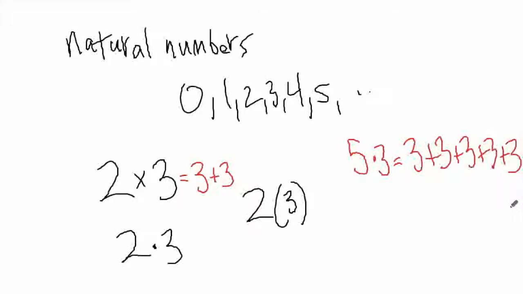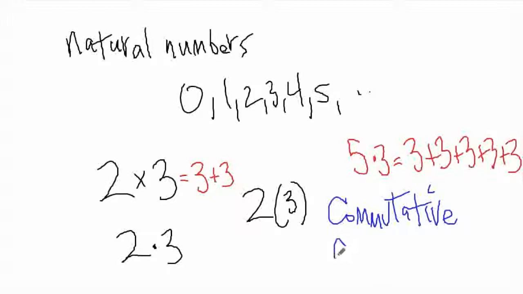Now, because multiplication is just addition in disguise, it's going to turn out that multiplication has all the same properties of addition. Remember when we said that addition was commutative? And remember when we said that addition was associative? Well, it'll turn out that multiplication also has those two properties.